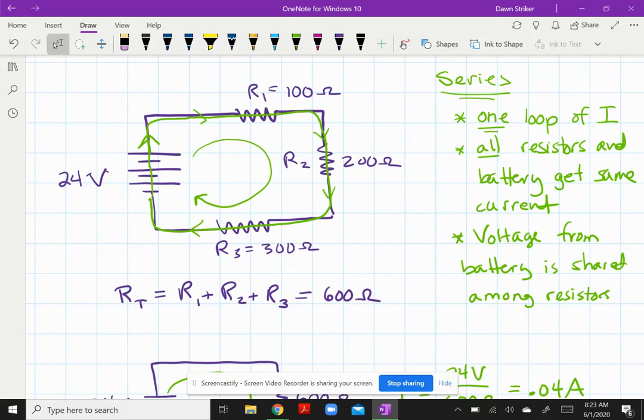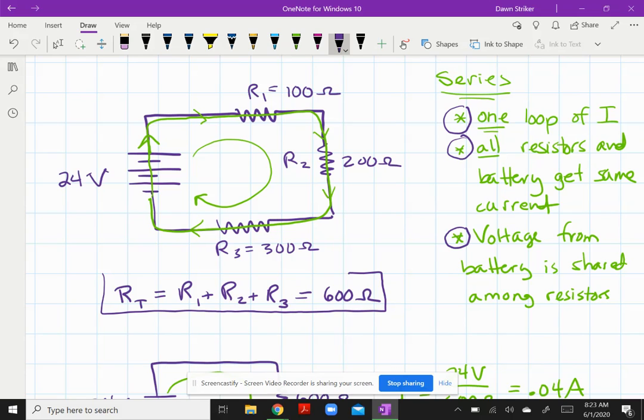Series circuit. So one loop of current. All resistors get the same current. The voltage, however, has to be split up. Each resistor gets some of that 24 volts. And the way to find the total resistance in that circuit is to add the resistors together.